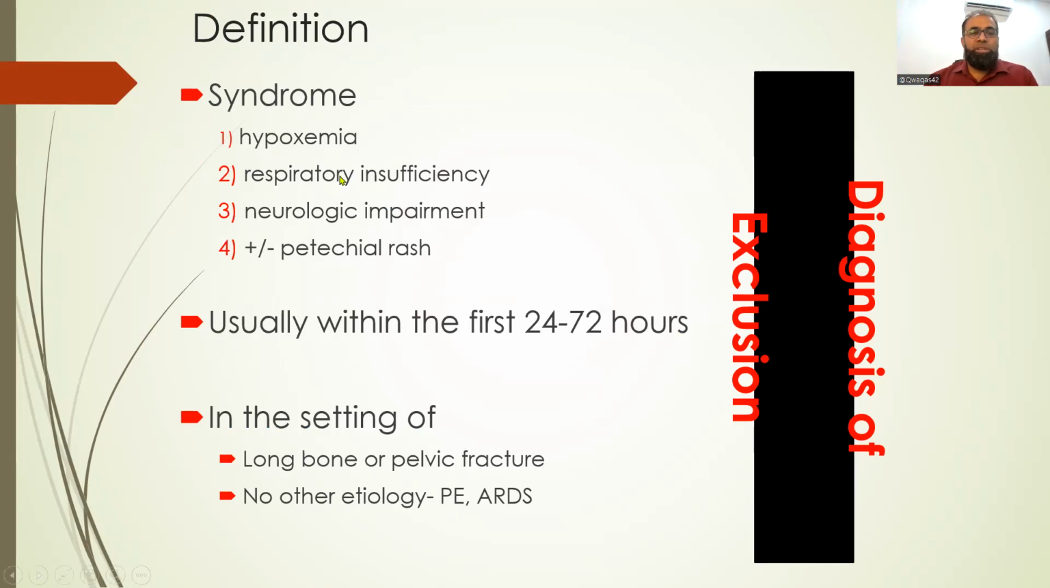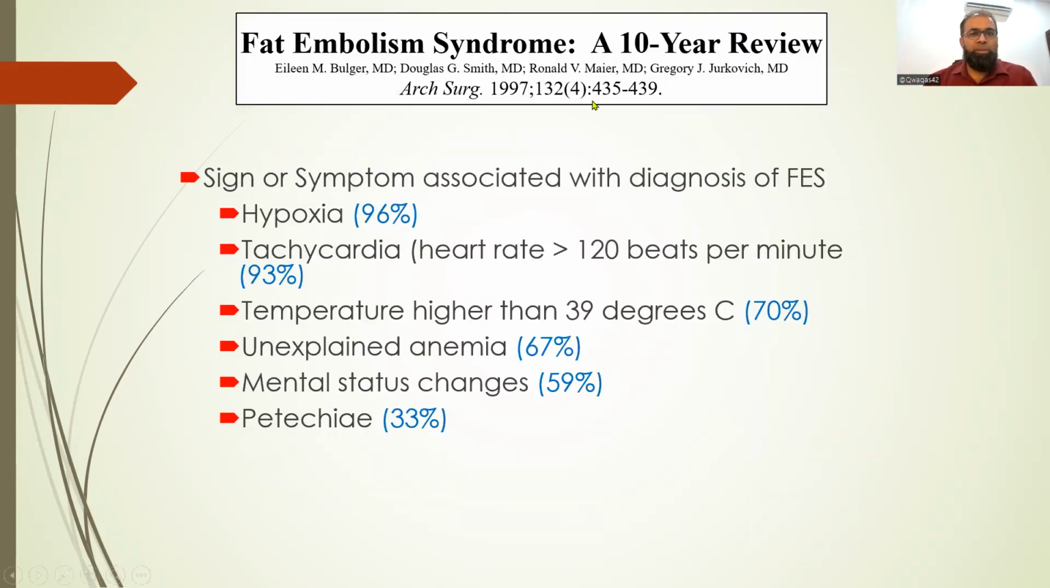And the patient can have neurological impairment. That's why the patient has confusion. They might have a rash. This usually happens within the first 24 to 72 hours, in the case of a fracture of a long bone or pelvic fracture. There was a paper where they did a 10-year study to see which symptoms occur with which frequency. These are the symptoms that I have already told you, and this was the percentage in which they were found.